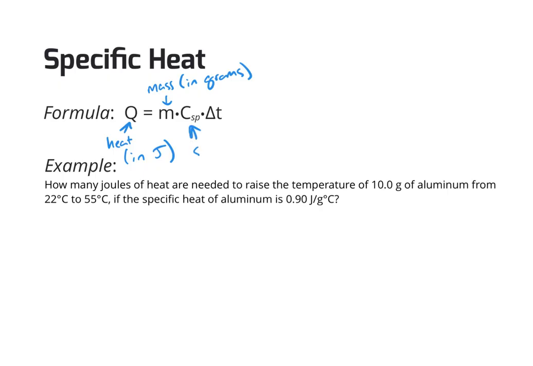Csp is a weird little symbol that means specific heat, and that would be a number that would be given to you, or you might be asked to find it, but if not, they would give it to you, which they do in this problem. And then delta T is change in temperature. The delta means change in, and the T is temperature.